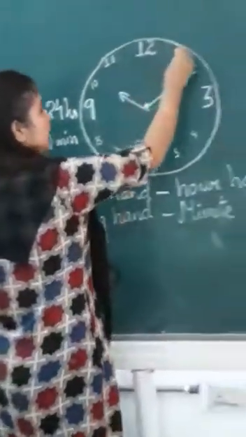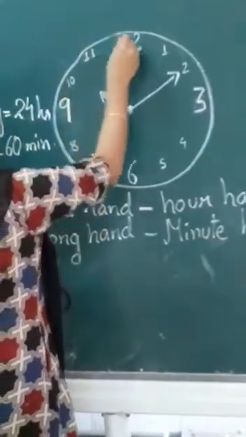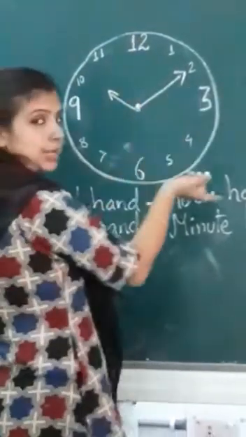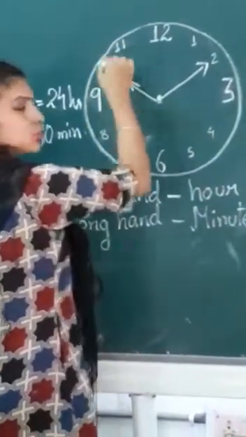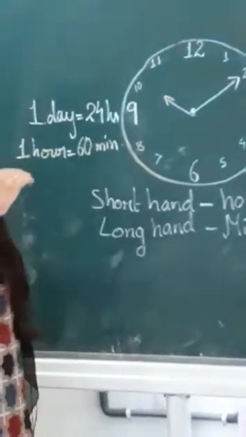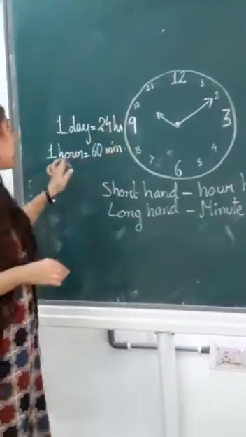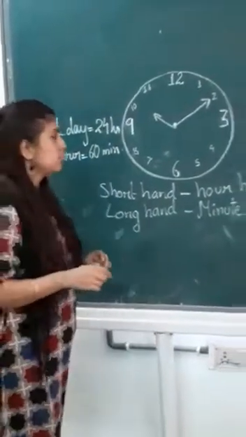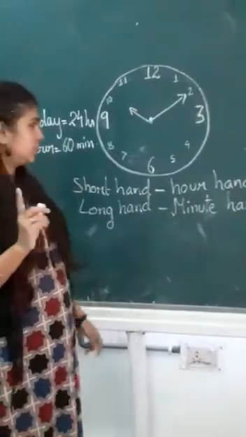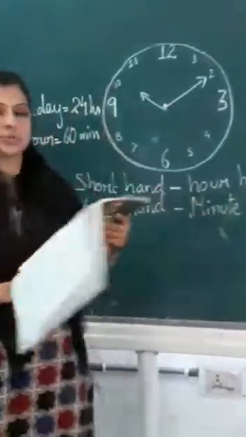How? 1, 2, 3, 4, 5, 6, 7, 8, 9, 10, 11, 12 AM. And then again PM. 1, 2, 3, 4, 5, 6, 7, 8, 9, 10, 11, 12. Midnight, noon. Okay. So 1 day is equal to 24 hours. And 1 hour is 60 minutes. Okay. So let us solve some questions from your math practice book.